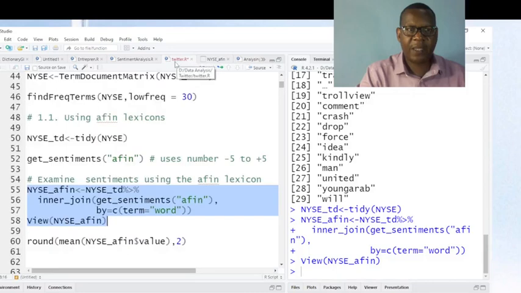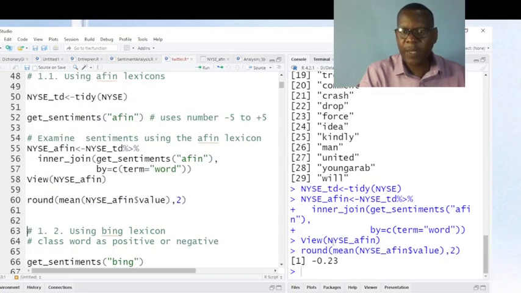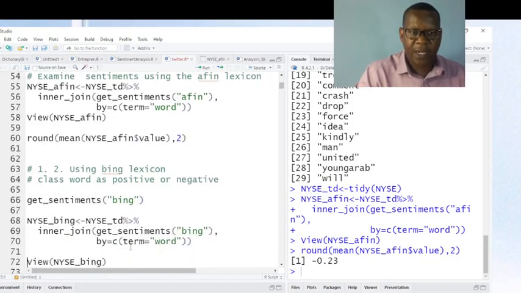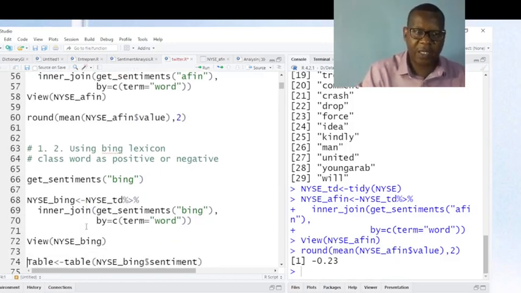I can calculate a mean on this value to see the mean sentiment by running this command. As you can see here, friends, the mean value of sentiment is negative because it is minus. And I can use another lexicon, which is called Bing, and this lexicon will classify each term as positive or negative. Let's run this command, friends.